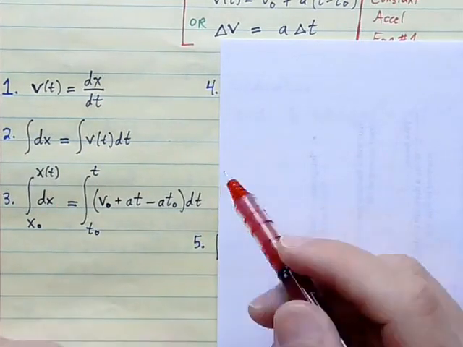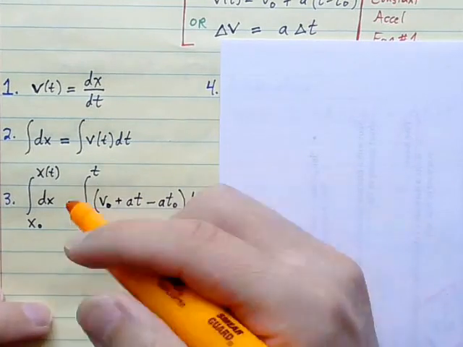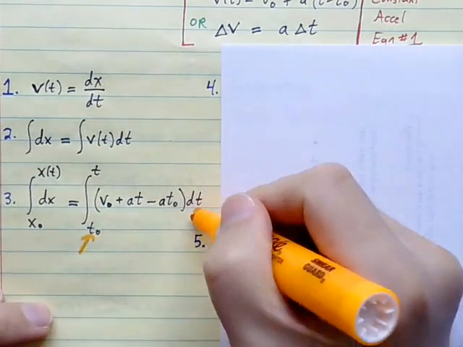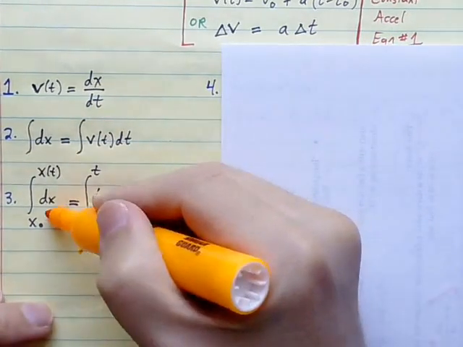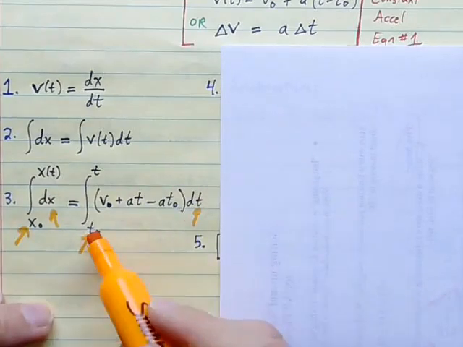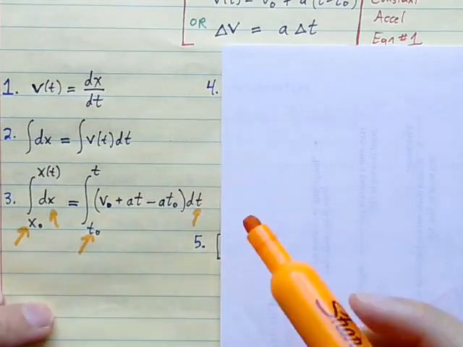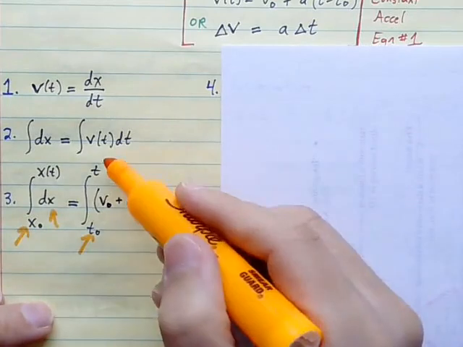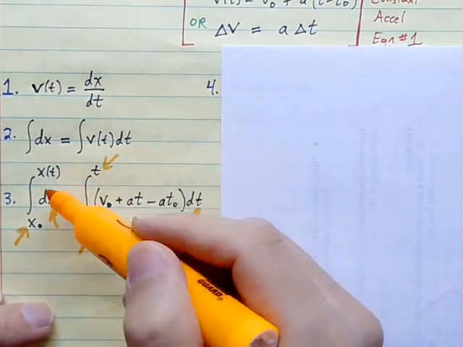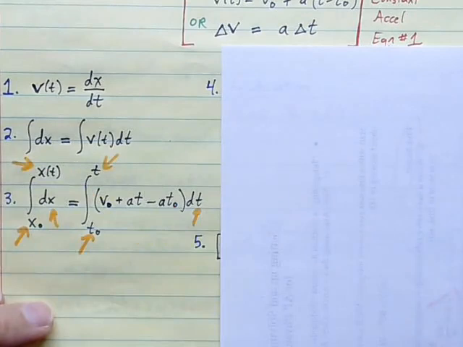Okay, so when time has value t naught, x has value x naught. So x naught and t naught, these match. Those are your lower limits. I'm going to go to some future time t when x has this future value x of t.